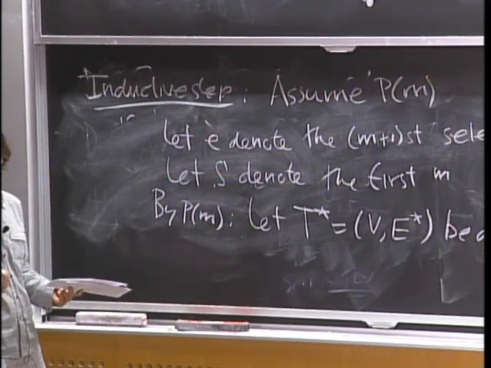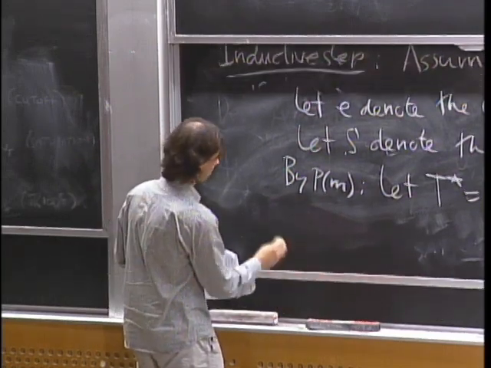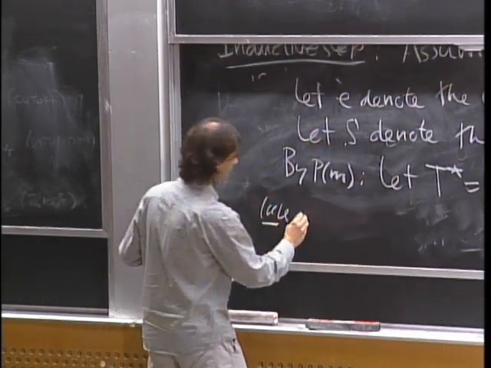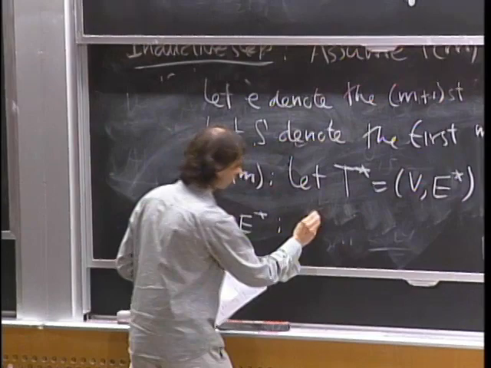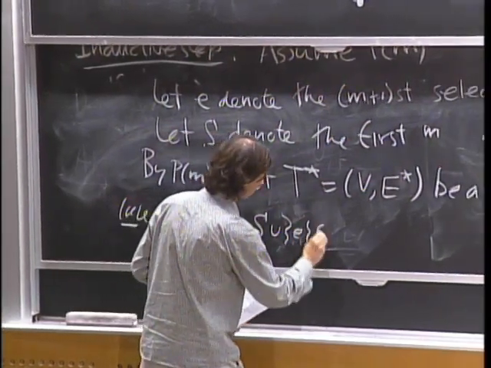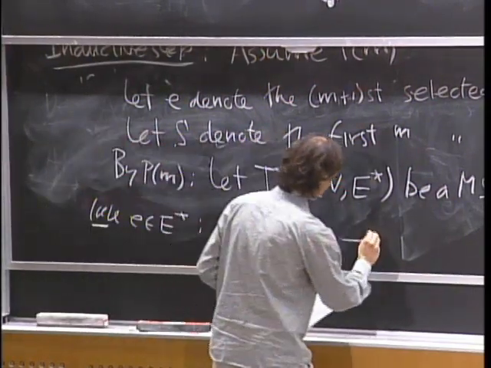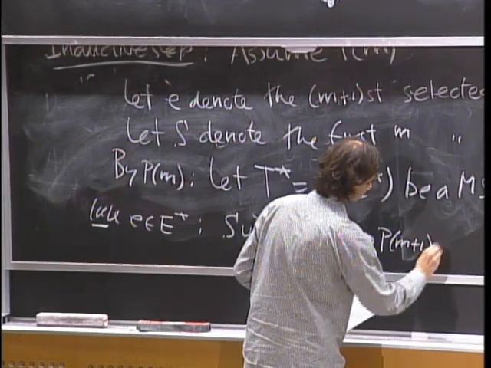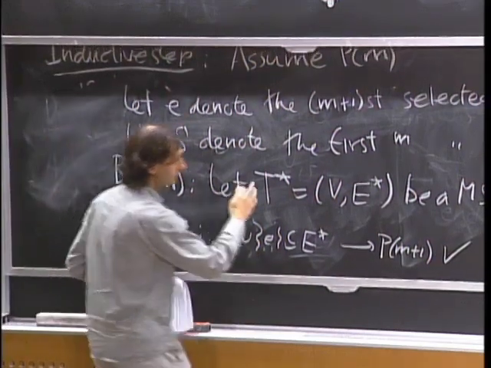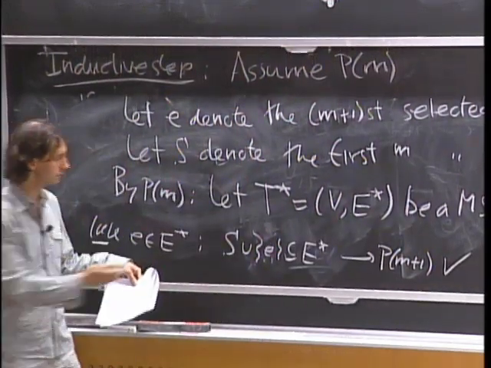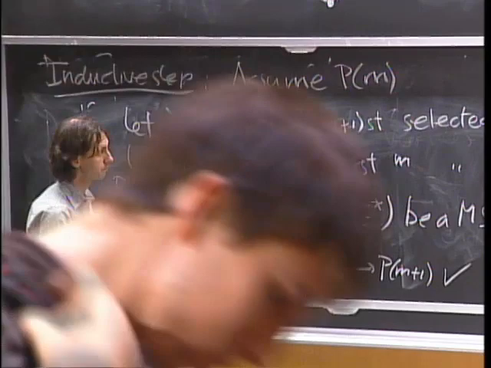So what kind of cases can we handle here? Well, what would be a really good first case? The first case could be that E is actually already part of E star. Well, if that's true, then of course S together with E is also a subset of E star. And that means that we are done in this particular case. Why is this? Because this is an example of a minimum spanning tree that contains both S and E, so it contains the m+1 first selected edges, and so this is Pm+1.